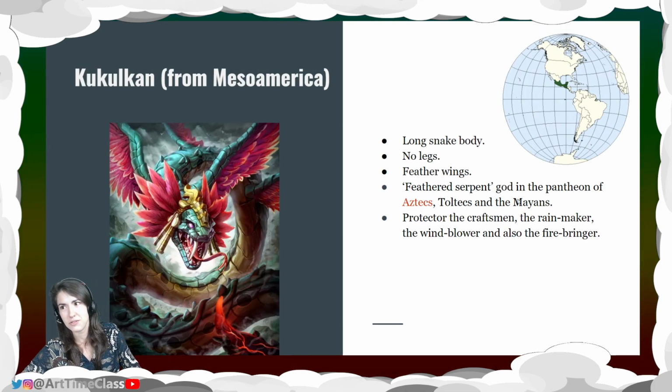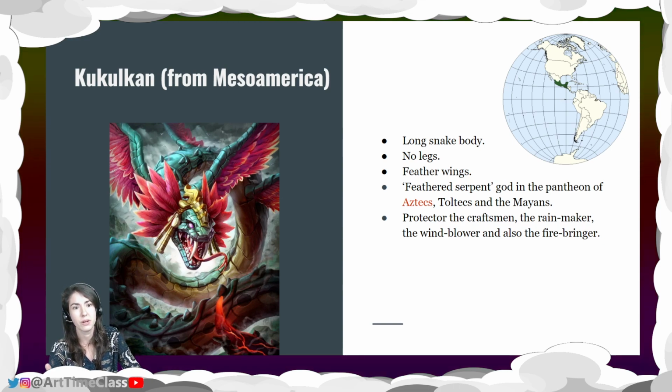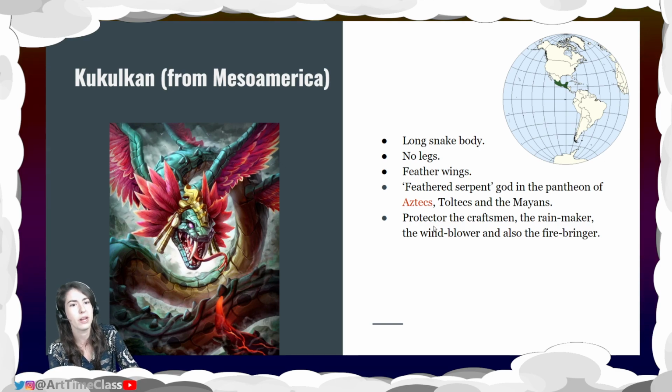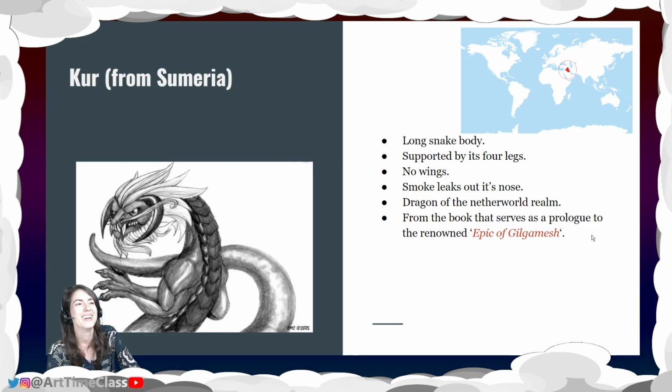Here's another type of dragon. Now this one's from Mesoamerica, which is closer to where we live, right over here. You can see that it's got a long snake-like body with big, feathery wings. Now this dragon was worshipped like a god in their culture, in this area of the world, and is the protector of craftsmen, rainmakers, windblowers, and also fire bringers. That's so cool.